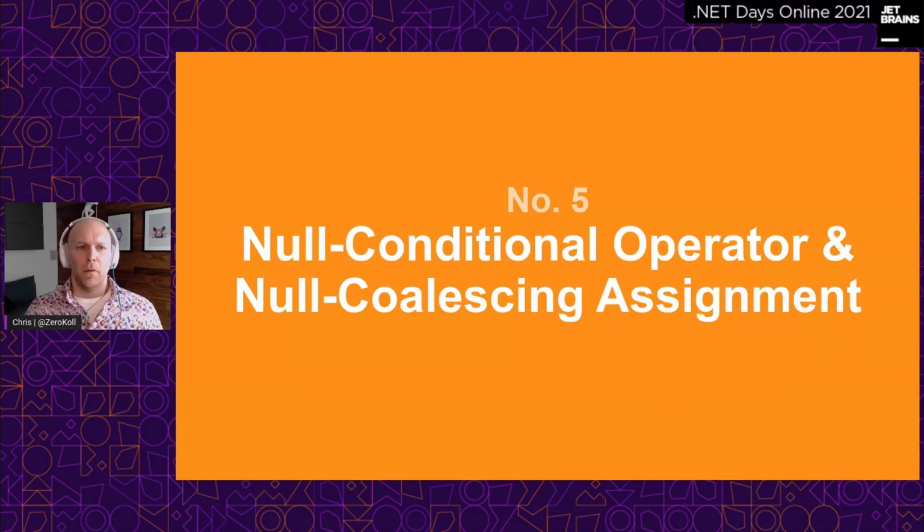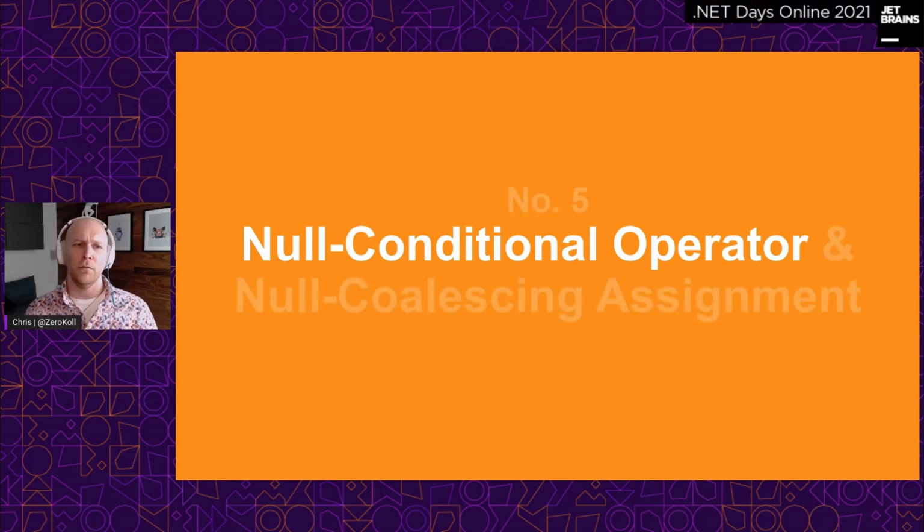At number 5, okay, so I'm cheating a little bit. I've actually taken 2 features and pulled them into one and called them number 5 because they both have to do with null stuff. So we've got null-conditional operators and we've got null-coalescing assignment. I thought they were close enough to call them one thing. So we're going to start off with the null-conditional operator, which is quite nice.